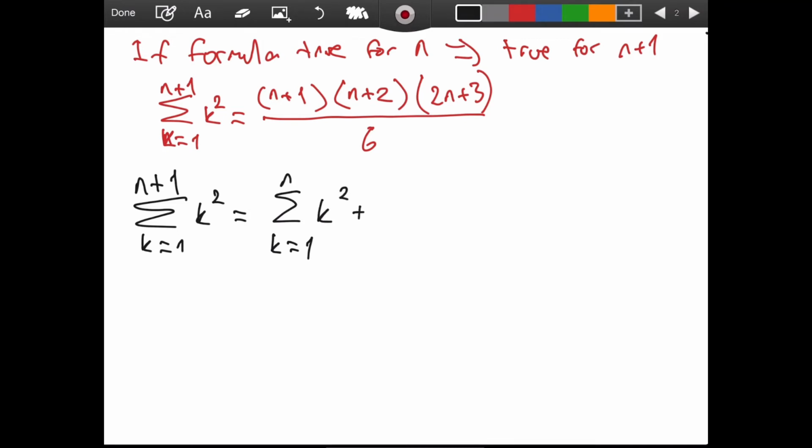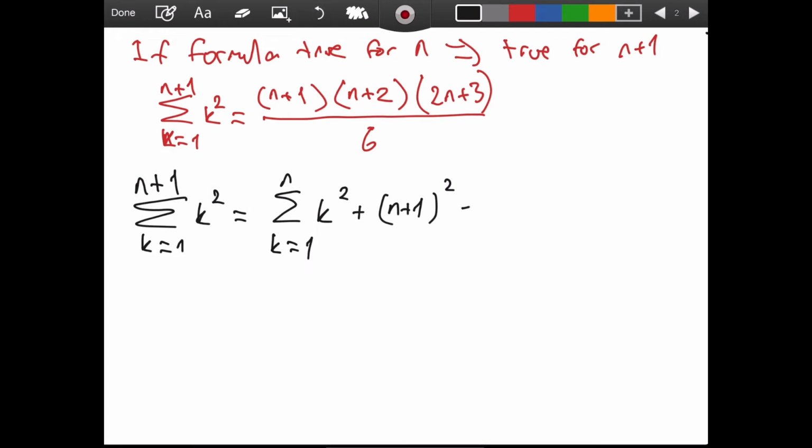Like this. Right, this just means add the squares starting from 1 until up to and including n plus 1. And this is just saying add the squares starting from 1 and up to n. You are missing the square of the n plus 1 term, so just add that one as well. So we can do this.